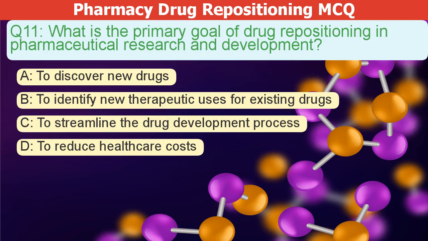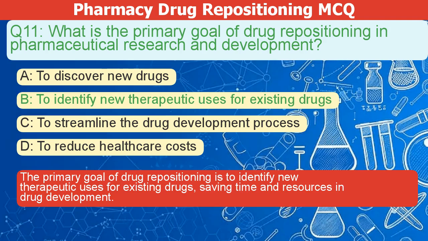What is the primary goal of drug repositioning in pharmaceutical research and development? A. To discover new drugs. B. To identify new therapeutic uses for existing drugs. C. To streamline the drug development process. D. To reduce healthcare costs. The correct answer is B. The primary goal of drug repositioning is to identify new therapeutic uses for existing drugs, saving time and resources in drug development.